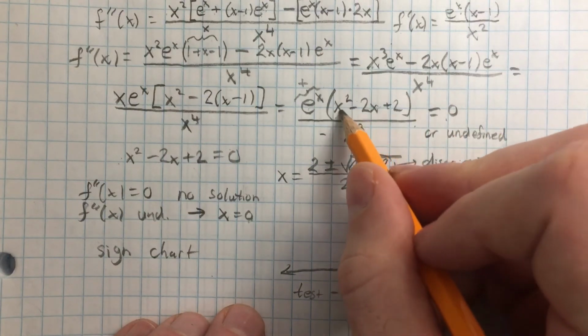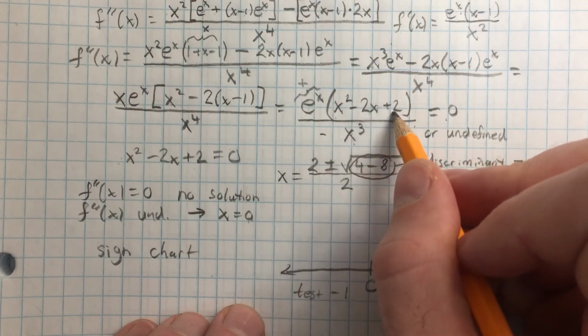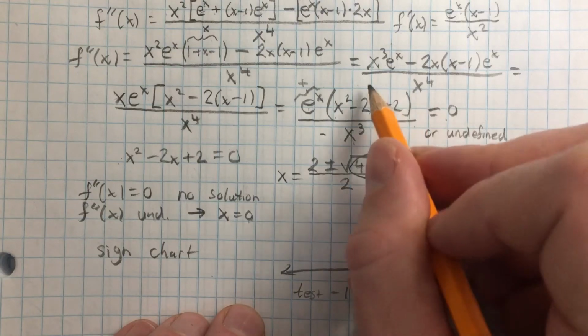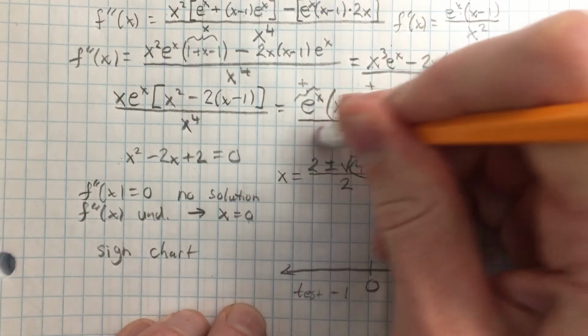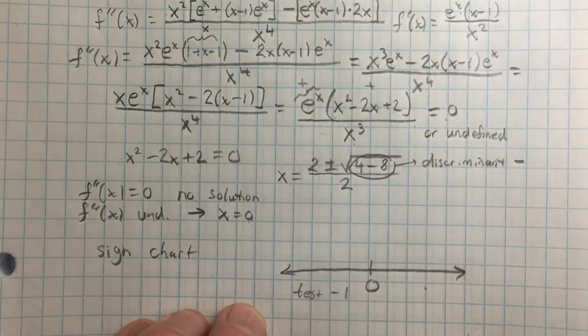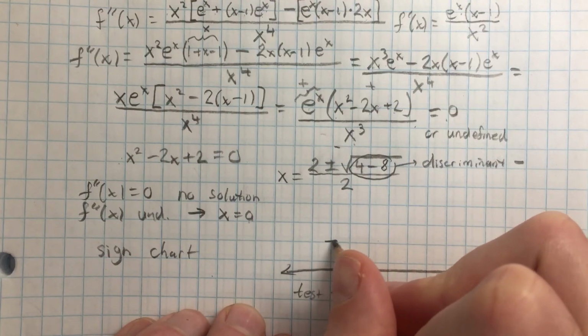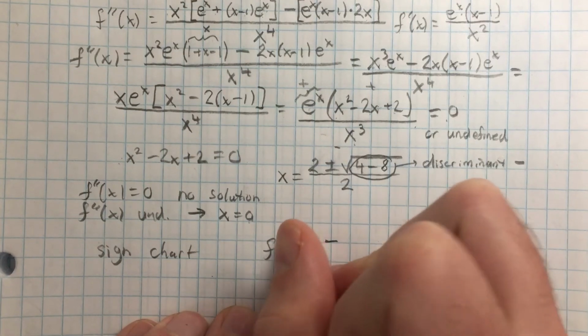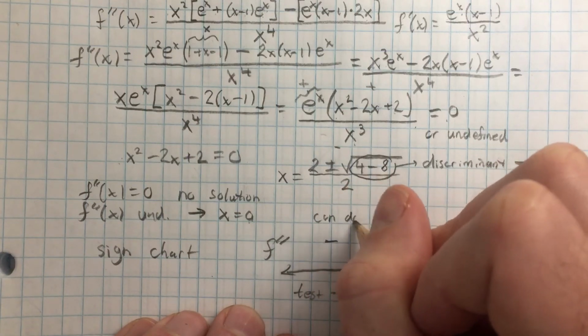If I put negative 1 in, I'll get 1 plus 2 plus 2. Looks like it's positive. So this factor would be positive, and that factor is negative. So when I test negative 1, I overall get a negative second derivative. Therefore, on this interval, it's concave down.